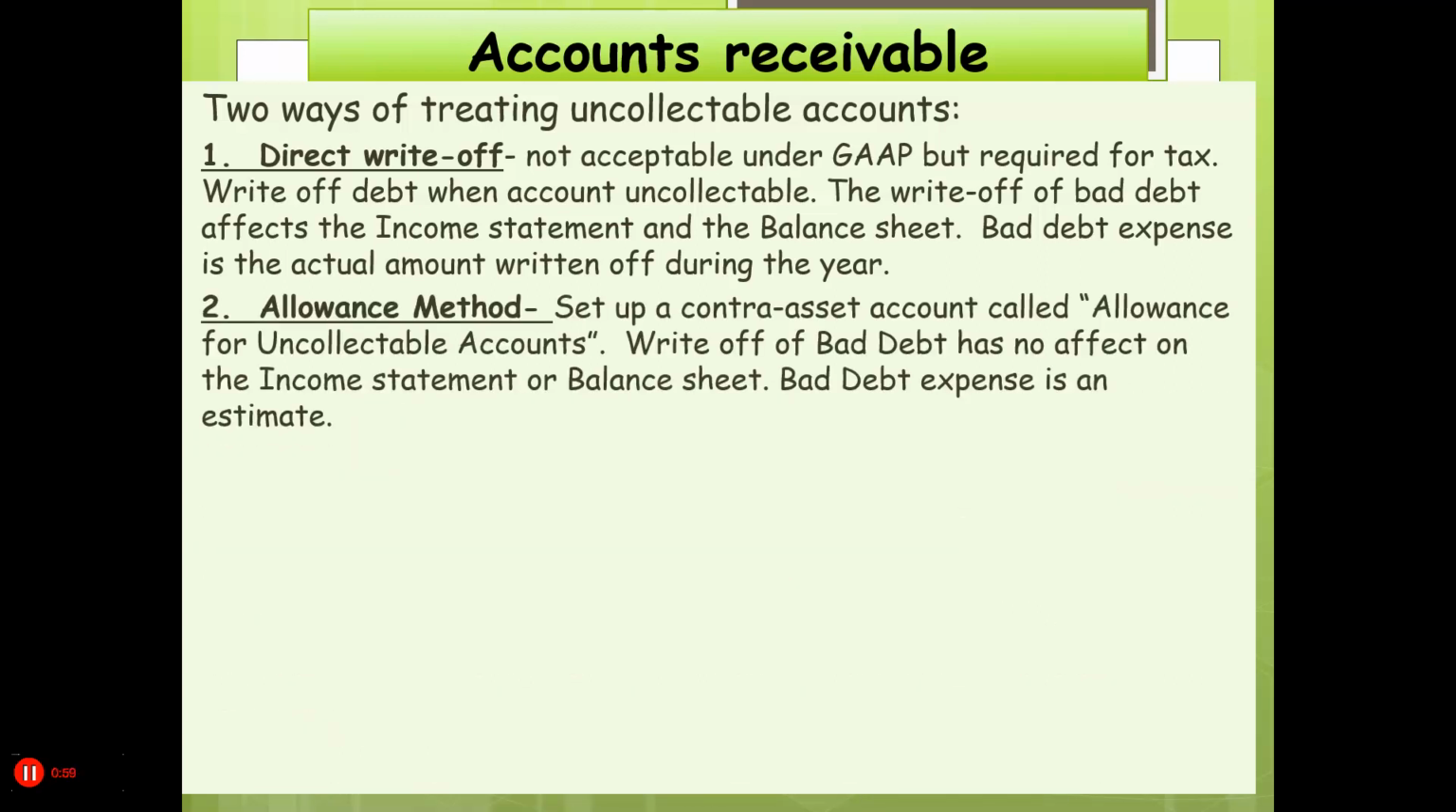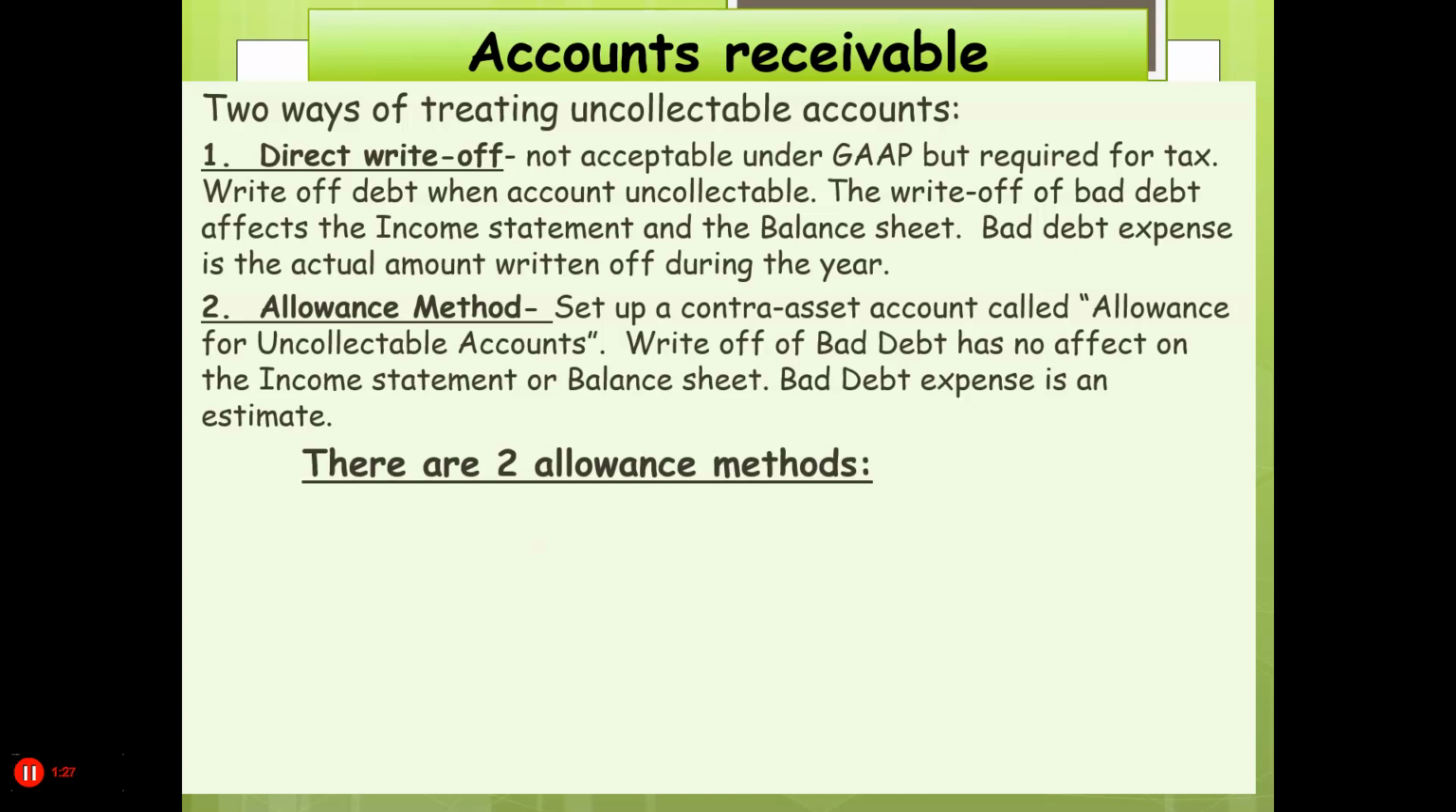The other method we have is the allowance method, which sets up a contra asset account called allowance for uncollectables. Write-off of bad debt has no effect on the income statement or balance sheet. The bad debt expense is an estimate, and when we come up with the estimate, that's when it hits the income statement and the balance sheet. But the actual write-off is going to go against a reserve.